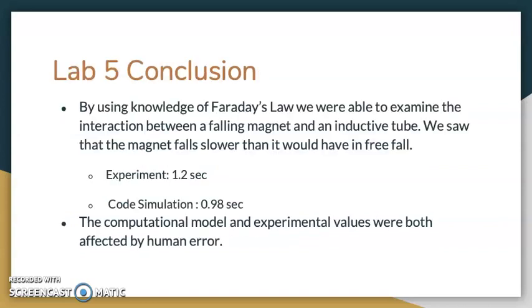In conclusion, by using our knowledge of Faraday's law, we were able to examine the interactions between the falling magnet and the inductive tube, and we saw that the magnet fell slower than it would have in free fall. From this, we were also able to get our experimental and our code simulated time in tube values, and we were able to understand that both the experimental values were affected by human error.